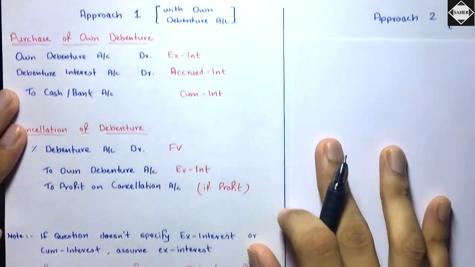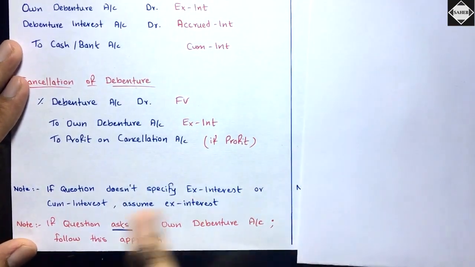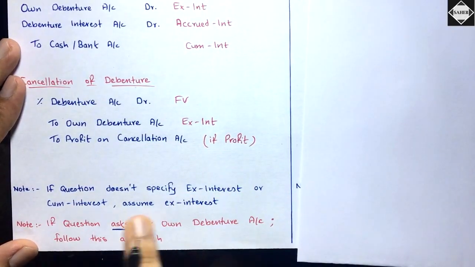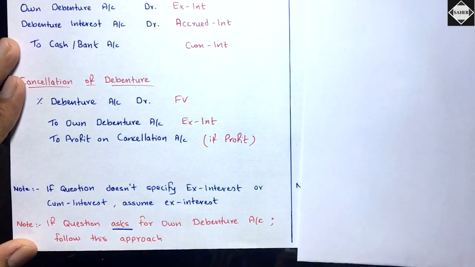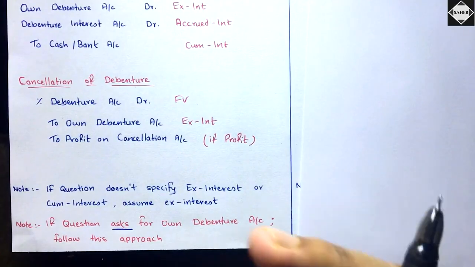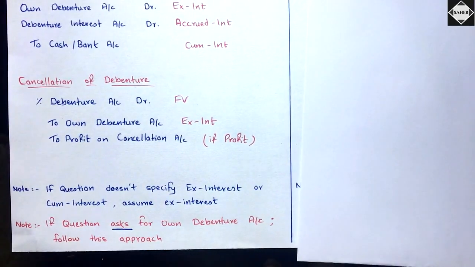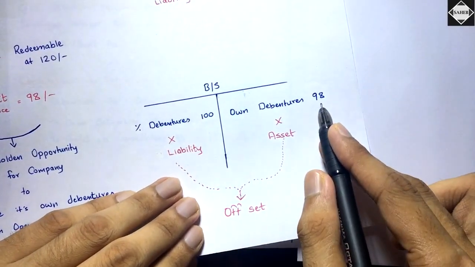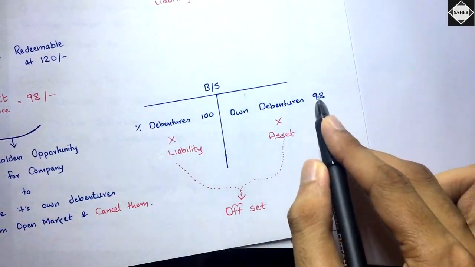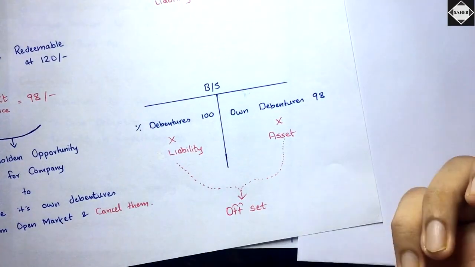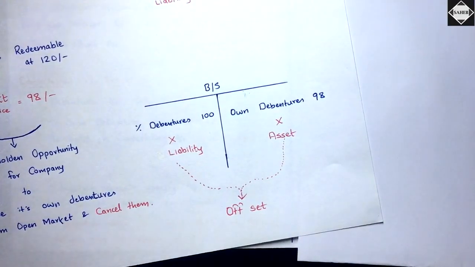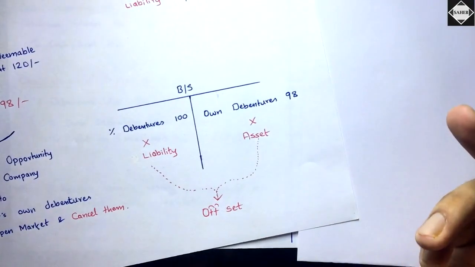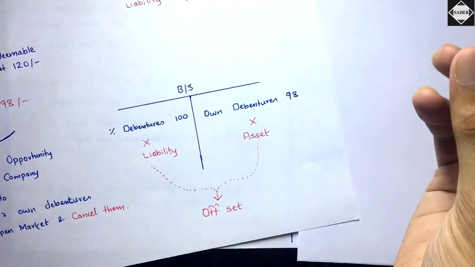Clear? And then see the notes over here. If the question doesn't specify ex-interest or cum interest, then you have to assume ex-interest. As I told you, in the question they will give you one price. See here how the price is given over here, 98 rupees. The debentures have been purchased at 98 rupees like that. So like this, prices will be given and they will tell you whether it is ex-interest or cum interest. If they don't tell you anything, then you have to think it is the ex-interest price and calculate the accrued interest separately. Is that clear?